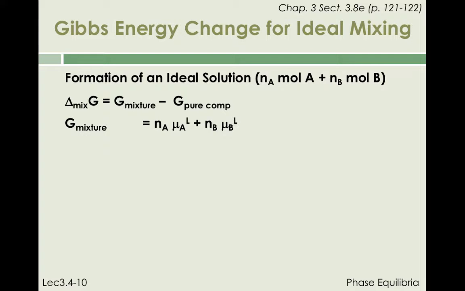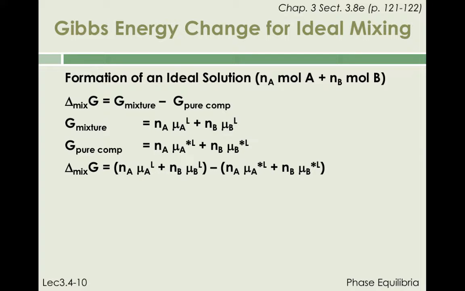The Gibbs energy for the mixture is equal to Na times the chemical potential of A in solution, or mu A liquid, plus Nb times the chemical potential of B in solution, or mu B liquid. Similarly, the Gibbs energy for the pure components is equal to Na times the chemical potential of pure liquid A, or mu A star liquid, plus Nb times the chemical potential of pure liquid B, or mu B star liquid.